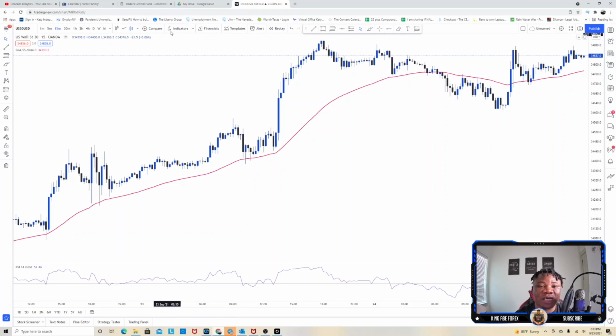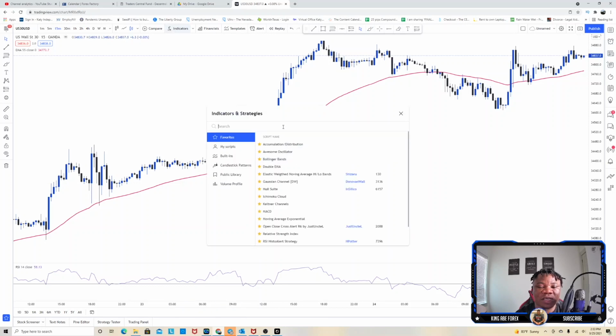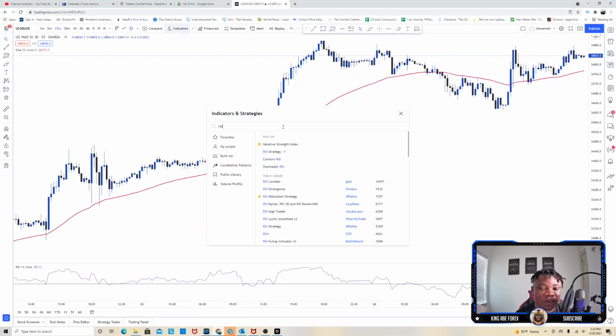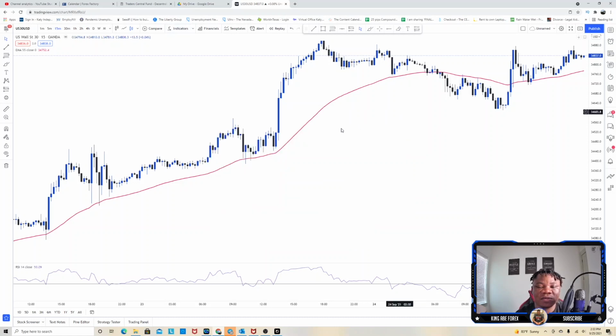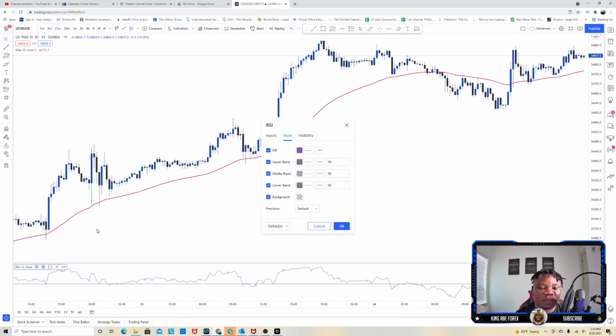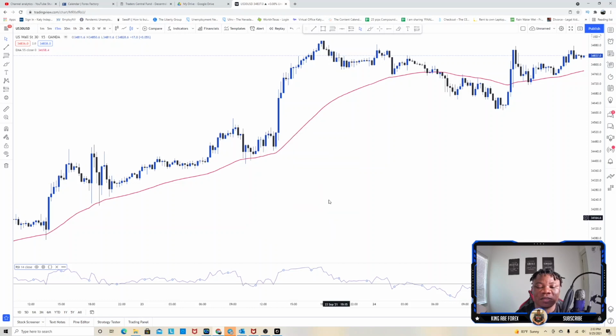Now for the RSI, you go here to indicators, you just search for RSI, relative strength index, you add that onto your chart, and we go here to settings, and for the input you leave it at 14. For the style, we change the upper band to 50 and we change the lower band to 50, and for the lines, you change it from dash line to regular lines, and then you click on OK.